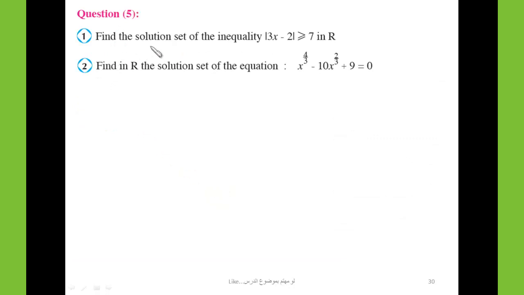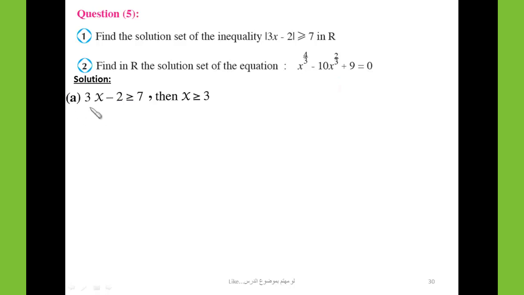Question 5. 1. Find the solution set of the inequality absolute value of 3x minus 2 is greater than or equal to 7 in R. 2. Find in R the solution set of the equation x power 4 over 3 minus 10 x power 2 over 3 plus 9 equals 0.